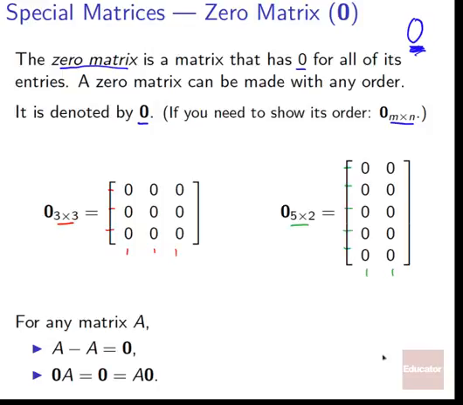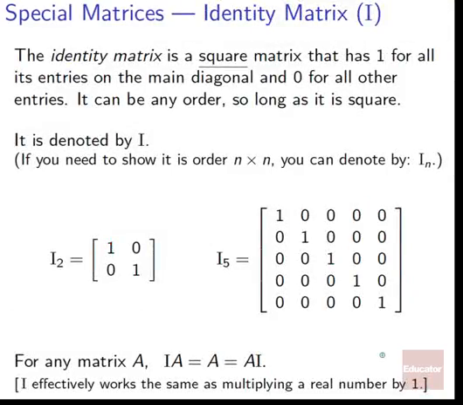All right. Finally, the identity matrix. The identity matrix is a square matrix, always going to be a square, that has 1 for all its entries on the main diagonal and 0 for other entries. It can be any order as long as it's a square. It's denoted with the symbol capital I. So capital I, you just write that out like a normal capital I.